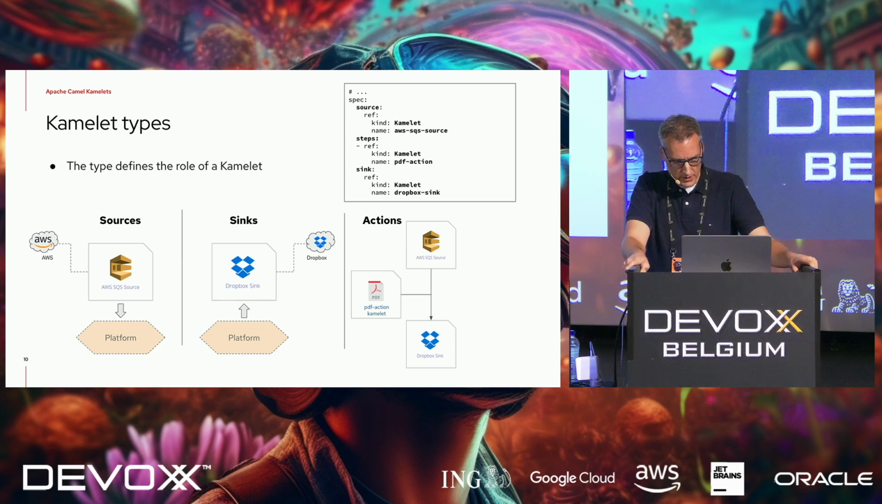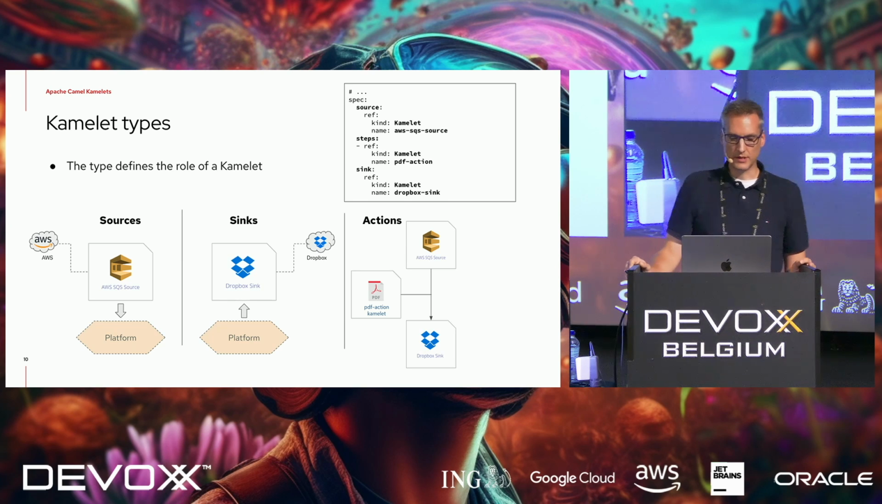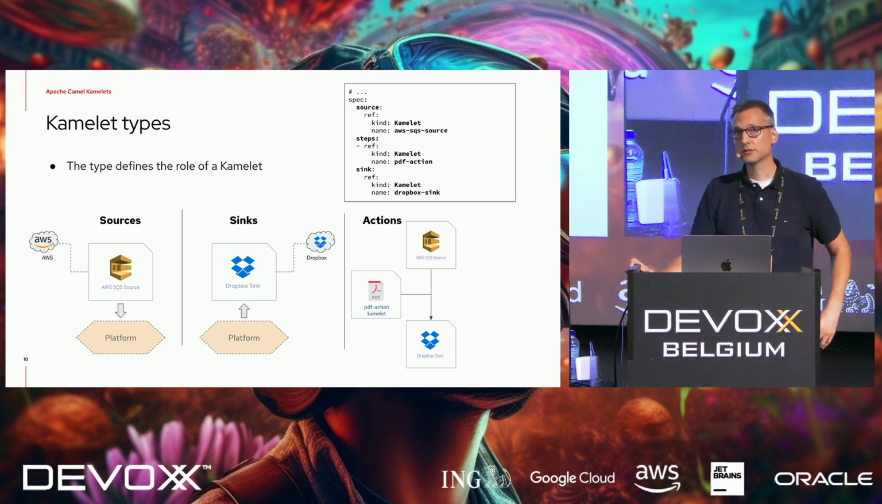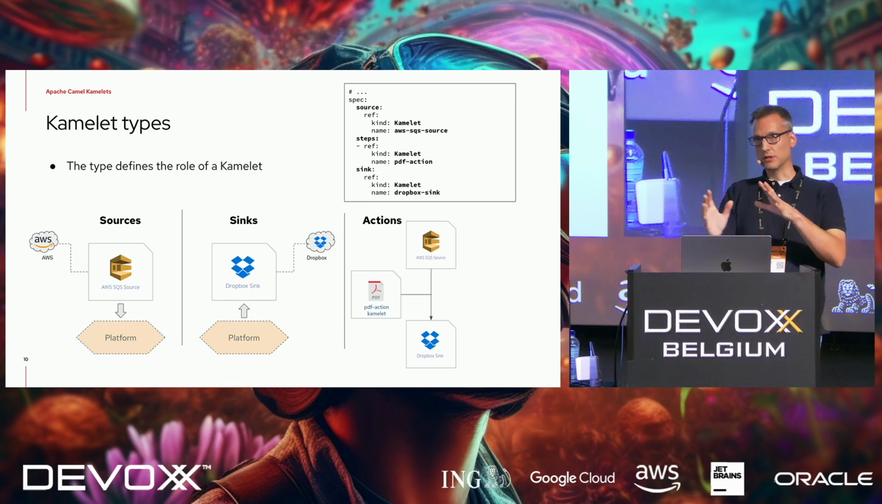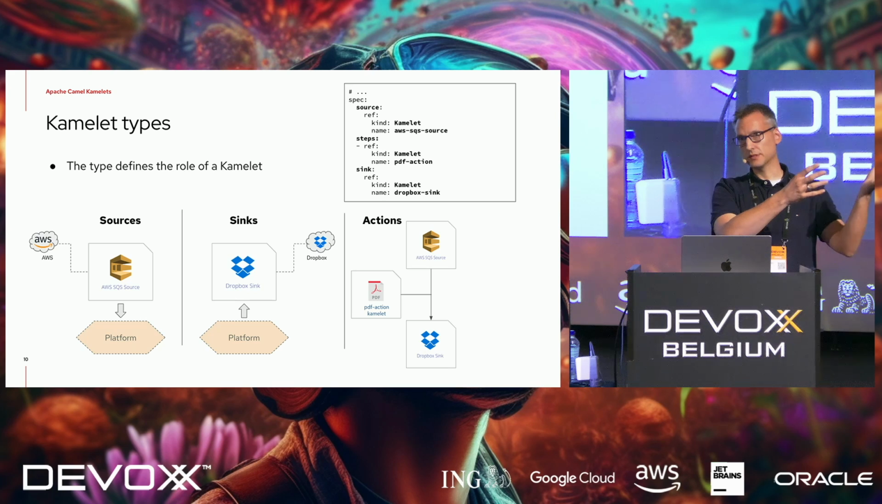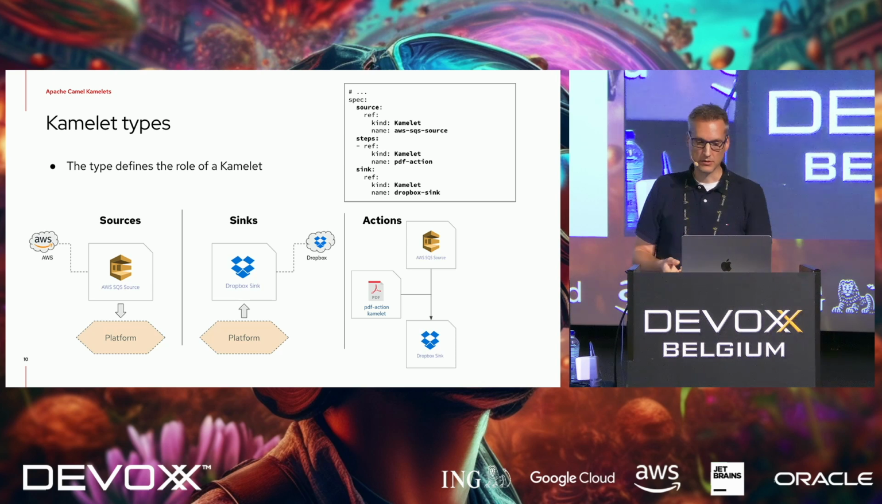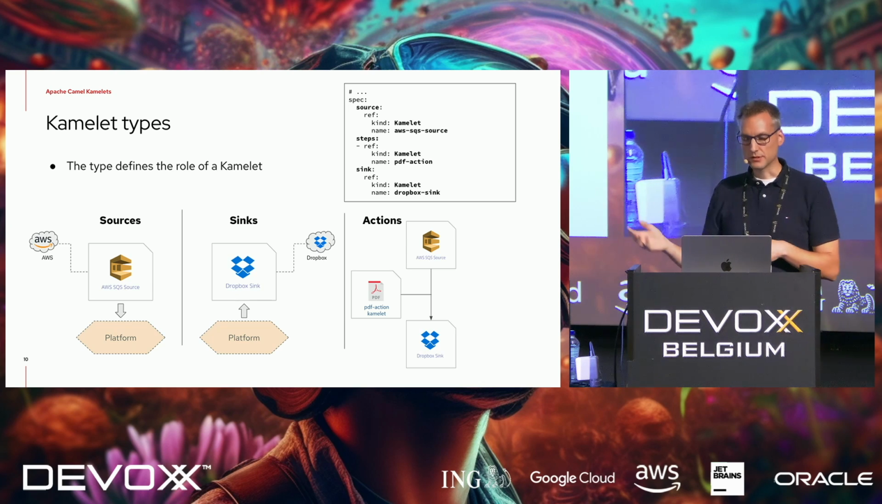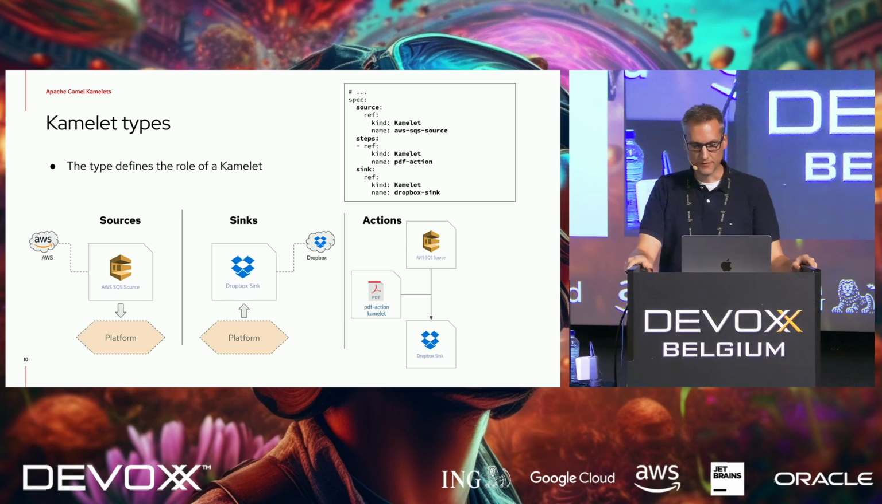We know 3 types of Camelets. So there are sources, sinks, and actions. The source will connect to an outside service like AWS, grab some data, and put it in the platform that we are using right now. The sink is the other way around. So we take some data from our platform and push it to the outside world. In this example, obviously saving a file to Dropbox.